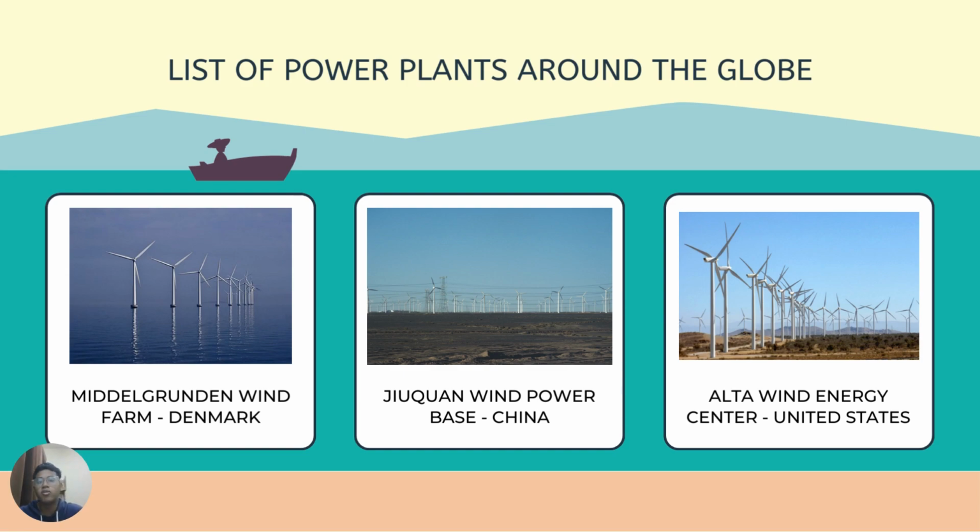Alright, this is the list of power plants around the globe: one, Middelgrund Wind Farm in Denmark; Jiuquan Wind Power Base in China; and the last one is the Alta Wind Energy Center in the United States. Note that all of these wind turbines are in very unpopulated places, like in Denmark it is on the ocean, and Jiuquan Wind Power Base in China, and in the United States it is in the desert, because as I said earlier, the wind turbine produces very high noise pollution, so it's better for humans not to live around it.